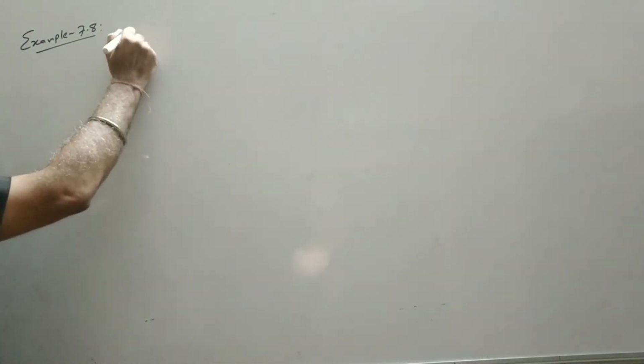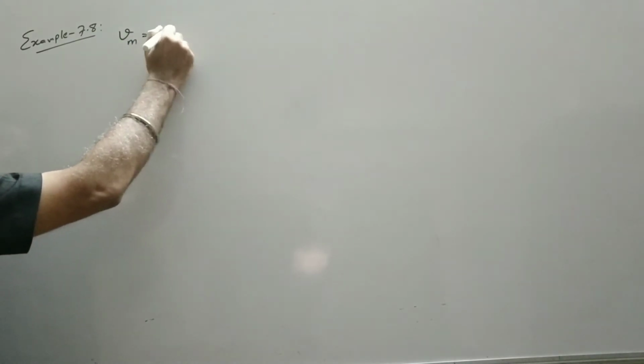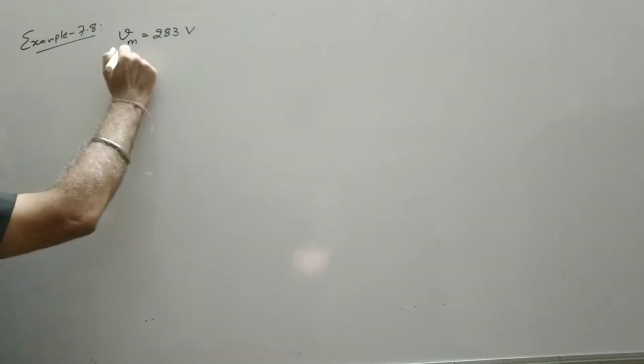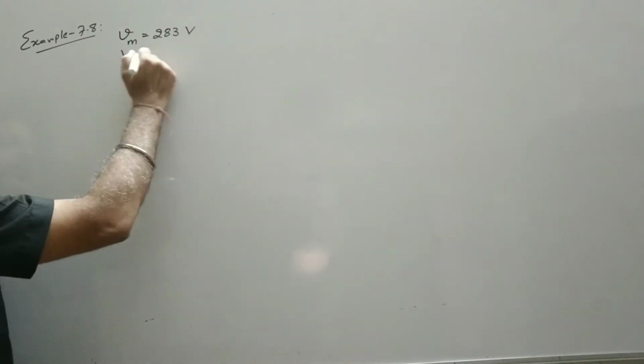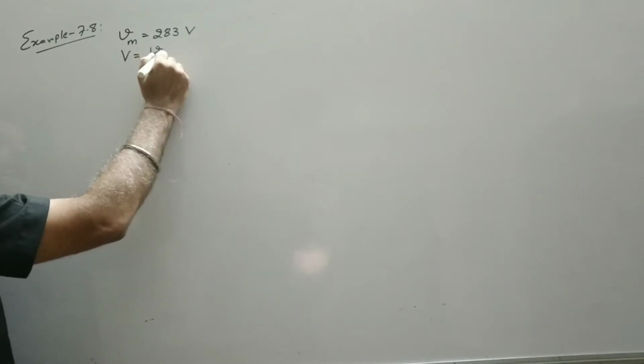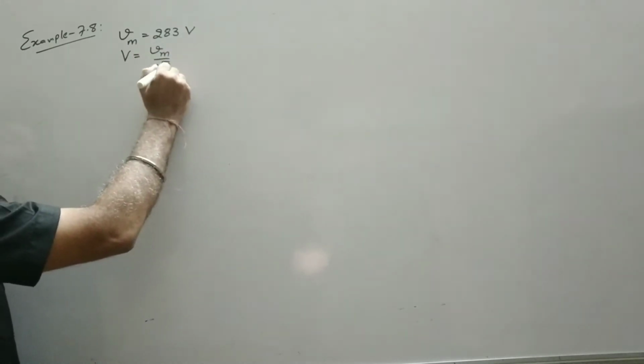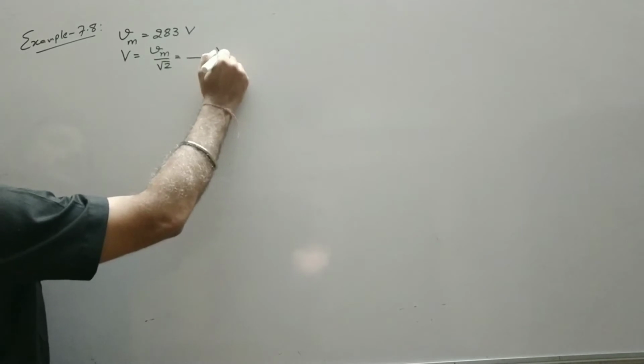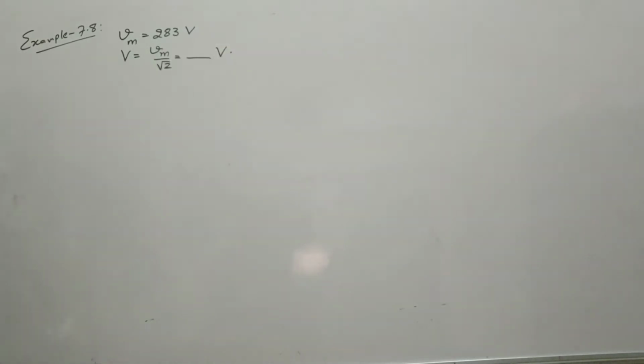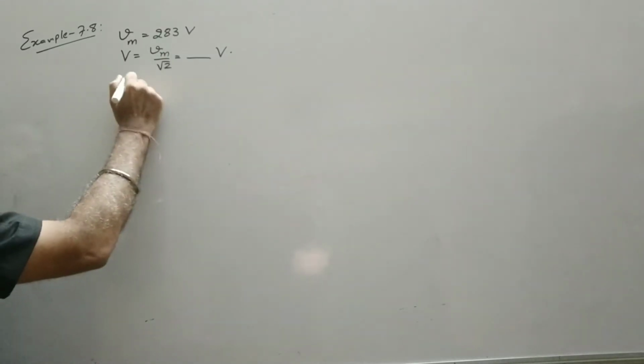So we have a peak value Vm equal to 283 volt. Now if we require VRMS, we know that VRMS, denoted by capital V, is equal to Vm divided by root 2. So in case we require VRMS, it can be calculated like this. Now this has a frequency of 50 Hertz.